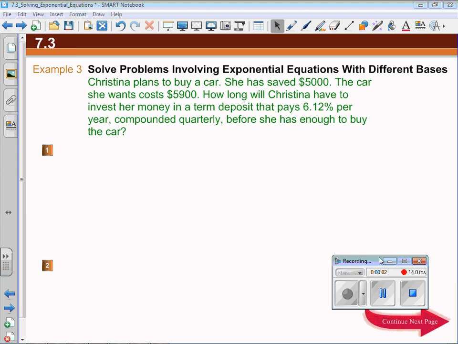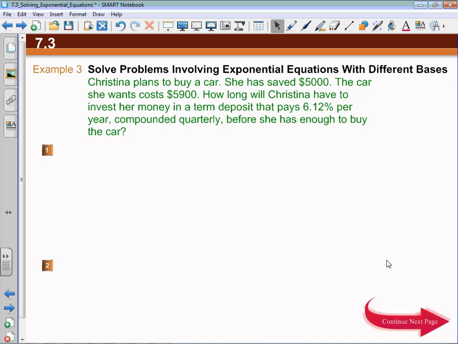Okay, last example here in 7.3, example 3, and it does deal with that accumulated money formula we talked about. A compound interest formula is really what it is, which is that the accumulated amount is equal to the principal times 1 plus the annual interest rate over the number of compounds per year, to the power of the number of years times the compounds per year.